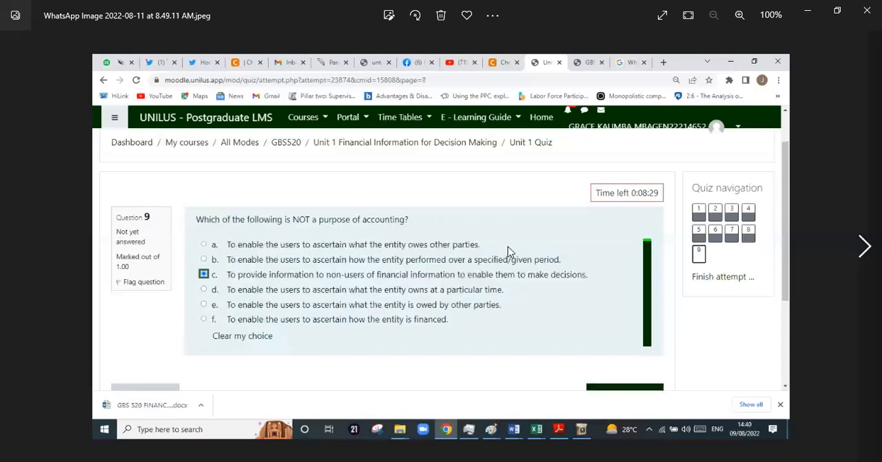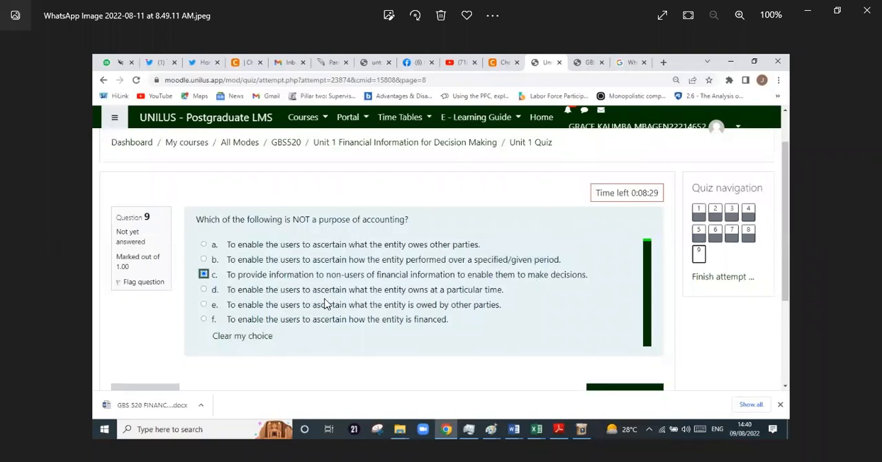Then finally, which of the following is not a purpose of accounting? So accounting is to enable users to know what the entity owes other parties. Yes. To enable users ascertain how the entity performed over a specific period of time. Yes. To provide information to non-users of financial accounting to enable them make decisions. No. This one is to provide information to users of accounting to make decisions. So this one is not a purpose of accounting.